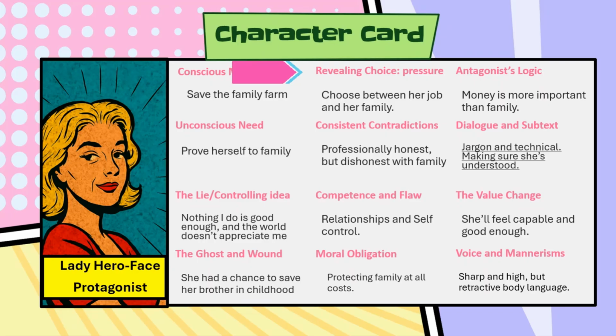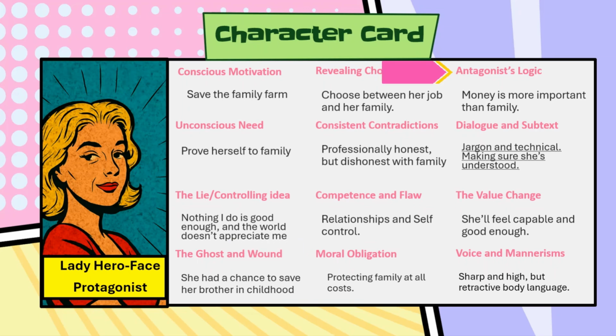Okay, middle column, revealing choice under pressure. She's going to have to choose between her job and her family. Her contradictions are that she's professionally honest but dishonest with family. Again, that adds more complexity to the family dynamic. Competence and flaw. She's really competent, really good at relationships, but not with her family. And her flaw is self-control. She's got some issues. Moral obligation, protecting her family at all costs.